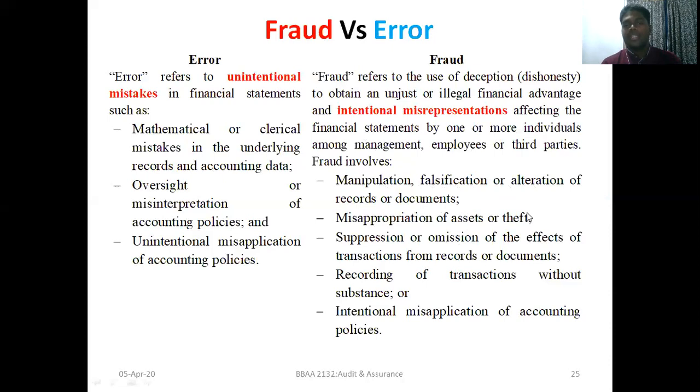Then the misappropriation of assets or debt. Debt is very famous, no? That is also an example of fraud. Then there is suppression or omission of the effect of transactions from records or documents. Sometimes they omit an important transaction from the records. Omit means they fail to record a particular transaction. That's an omission. That's also one of the frauds.